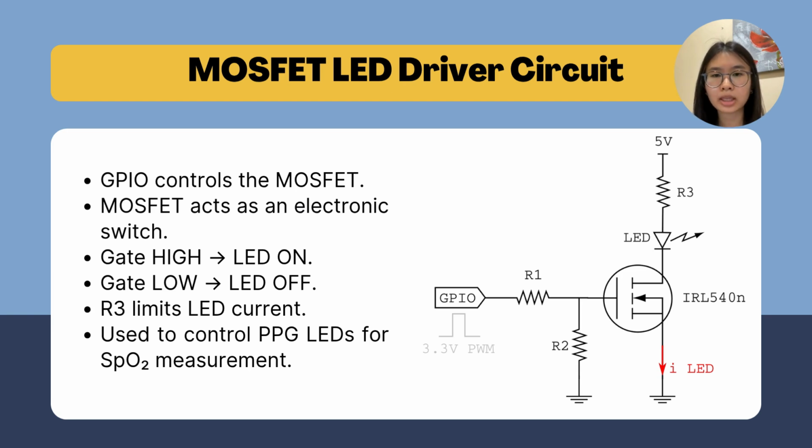As a result, the LED emits light. When the gate signal becomes low, the MOSFET turns off and the LED stops emitting light. Resistor R1 protects the GPIO pin, R2 acts as a pull-down resistor, and R3 limits the current through the LED. In a pulse oximeter, this switching mechanism is used.